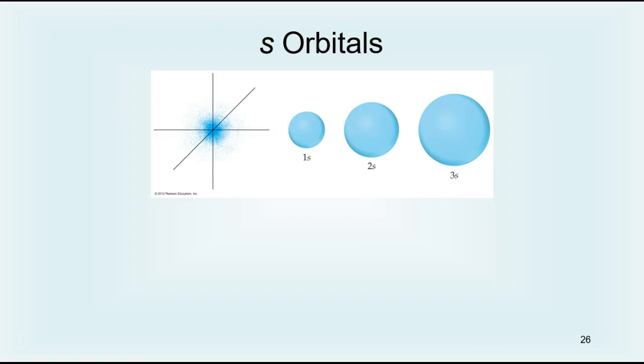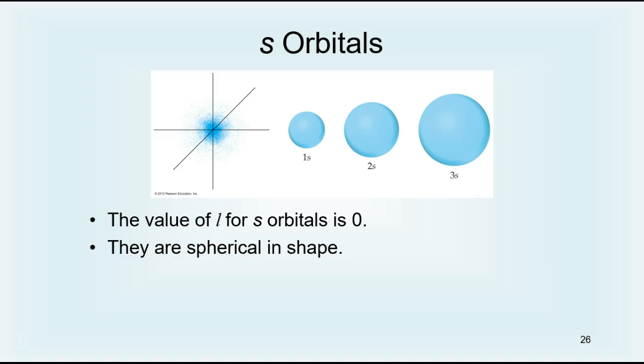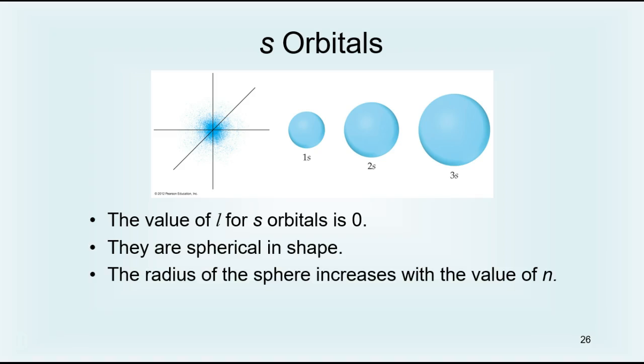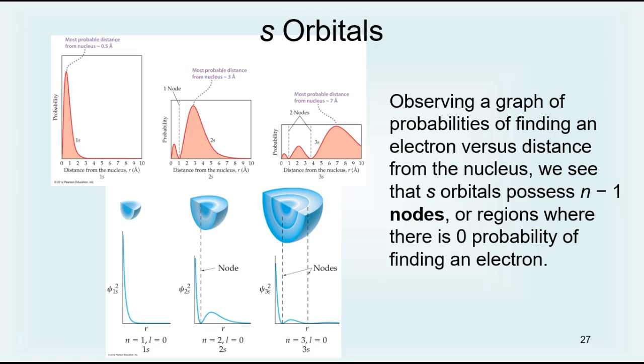All right, so what we should know is that S orbitals, again, are always going to be filled first in an energy level, and they have a spherical shape. And the radius of the S orbital increases with the value of n. S stands for single. Those are all things to note.